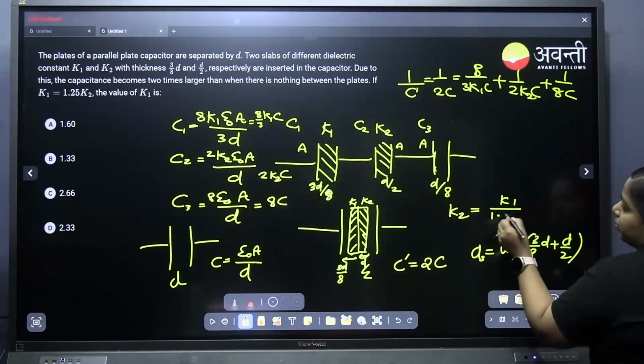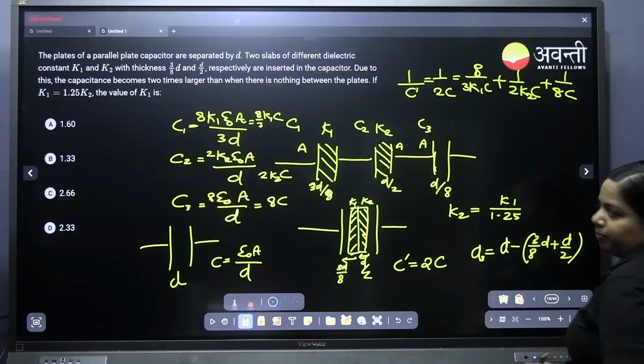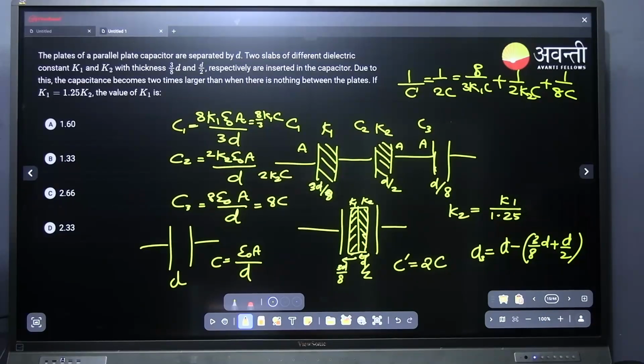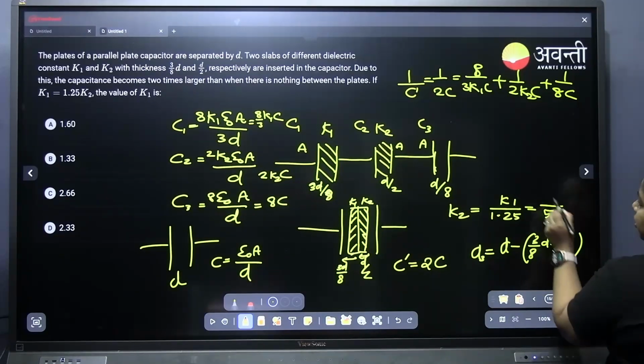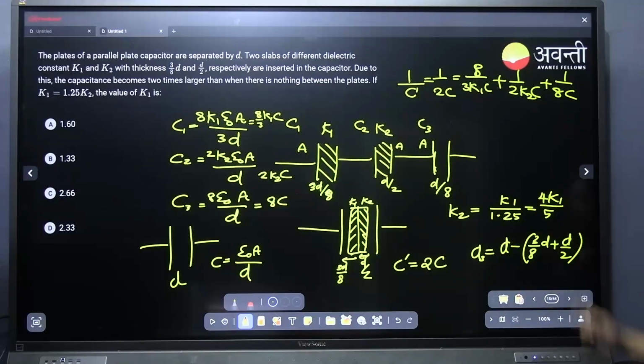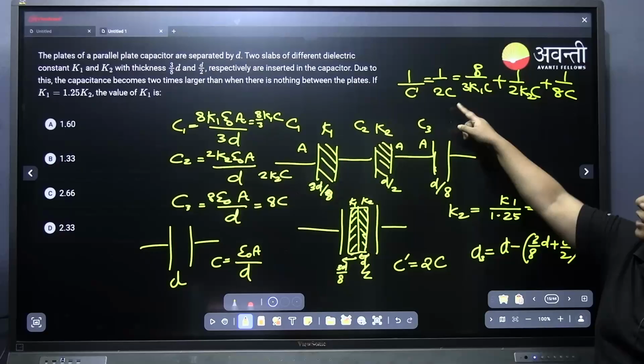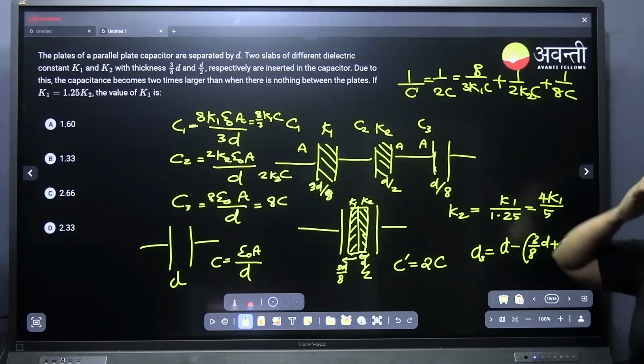K1 by 1.25. 1.25 can be also written as 5 by 4. So K2 equal to 5 by 4 K1. Substitute this and cancel out C, you can find value of K1.